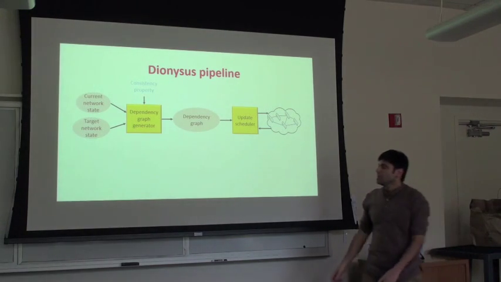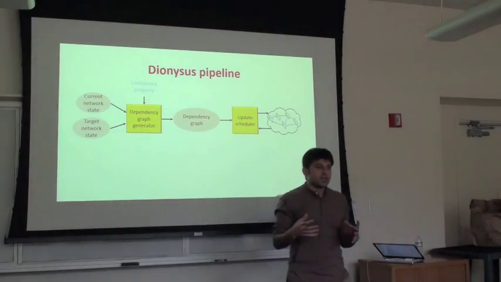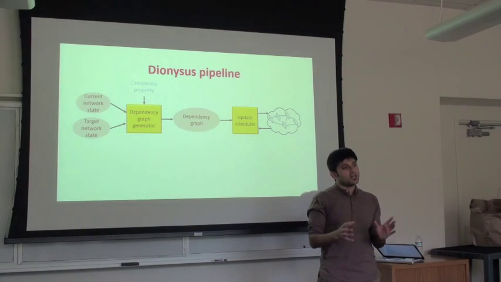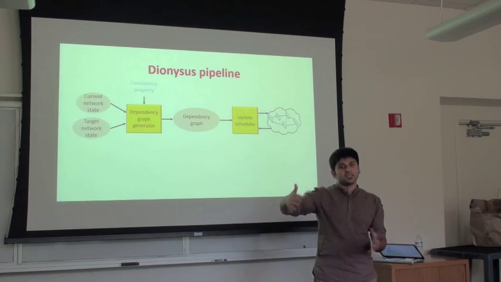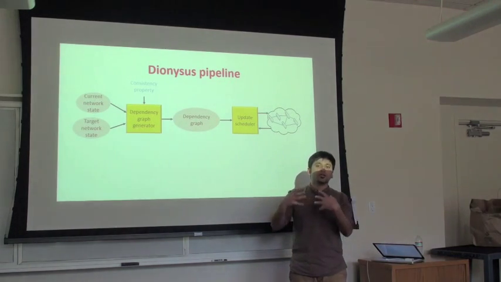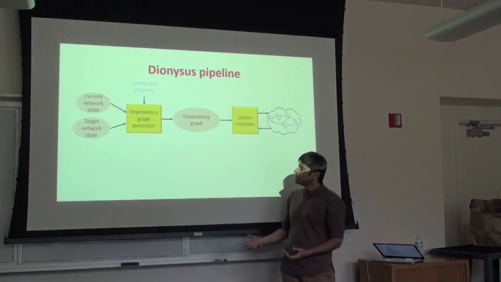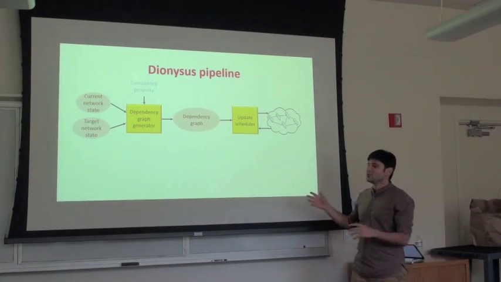Essentially what we do is take the current state and target state of the network and generate a dependency graph. What this dependency graph captures is all the constraints on the network with respect to consistency, so this should happen before this or this, and things like that. It is a compact encoding of the exponential number of schedules that you could have. So I'm basically appealing to your computer science intuition at the level I'm describing.